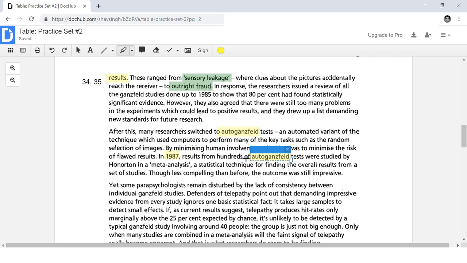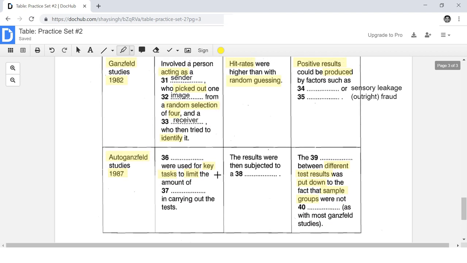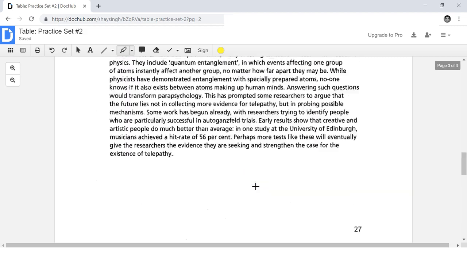So now that I have located these main keywords and I've identified the paragraph, now it makes sense to go back down and start looking for these other keywords to really hone in, to really tune in to that spot where we're going to find our answer, to really hone in to our matching sentence. So now I'm going to be looking for keywords like key tasks, limit, different test results, put down, sample groups, and let's see if we can find any of that.